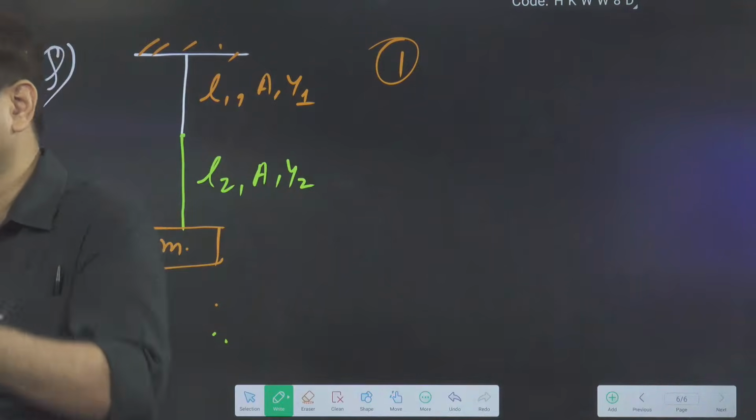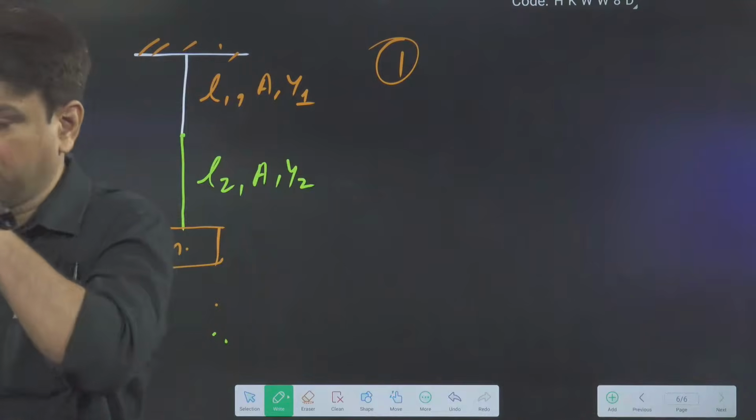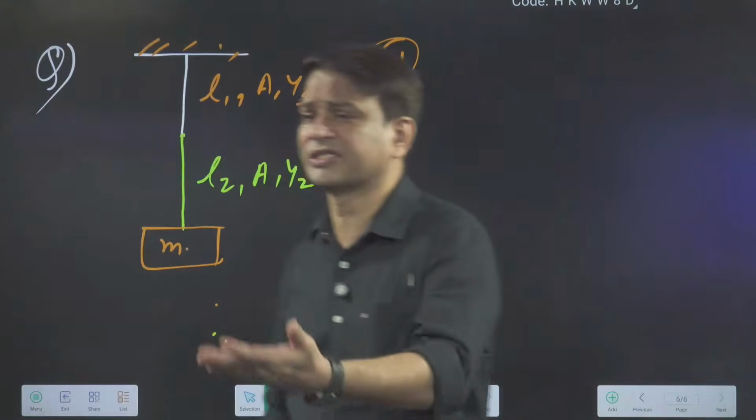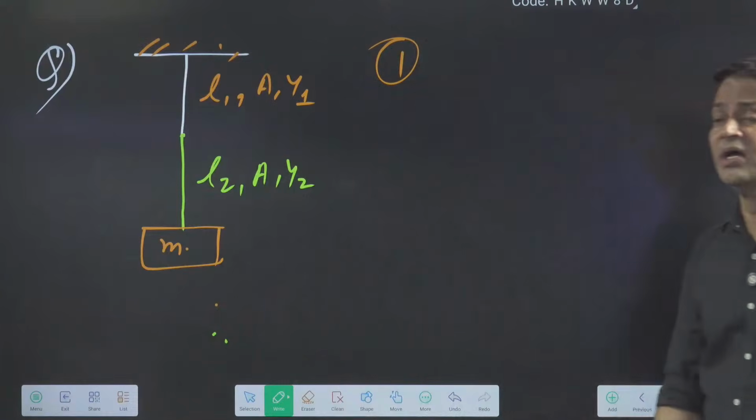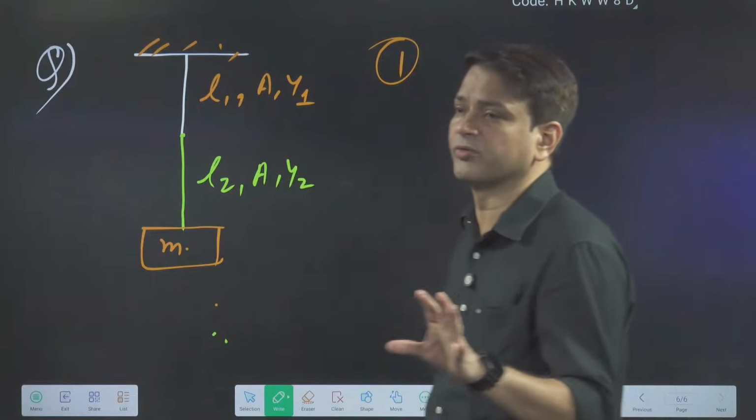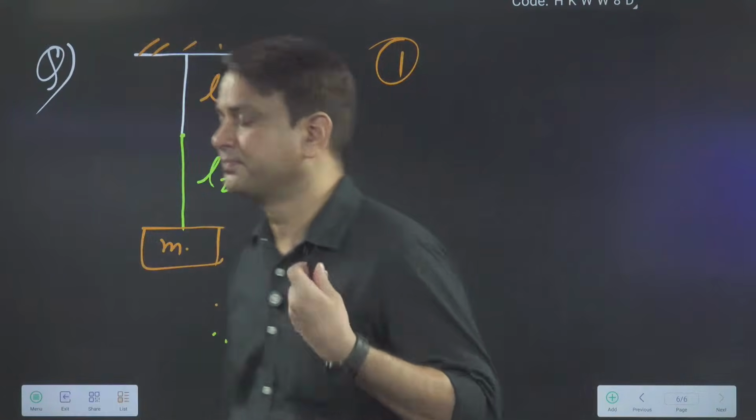Tension is equal, and area I gave equal. So what is the stress? Stress is the tension upon area, or force upon area. Then stress will be same in both wires. Everybody got it or not?